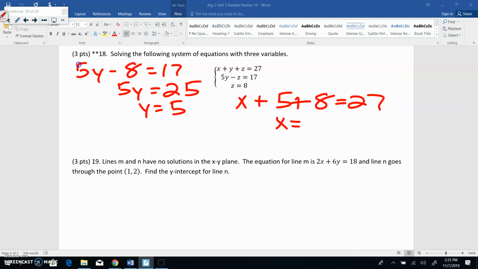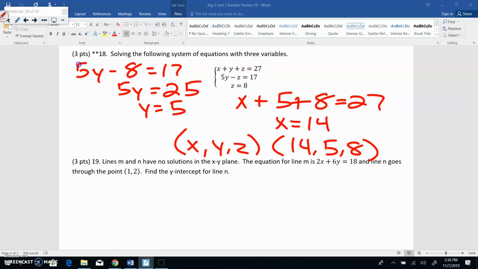So x is going to be 14. Okay, now, guys, the answer for this one is going to be written as a point. In this case for us, all points are going to go x, y, z. So what does that mean? That means x is 14, y is 5, and z is 8. So that's how that answer will be written.